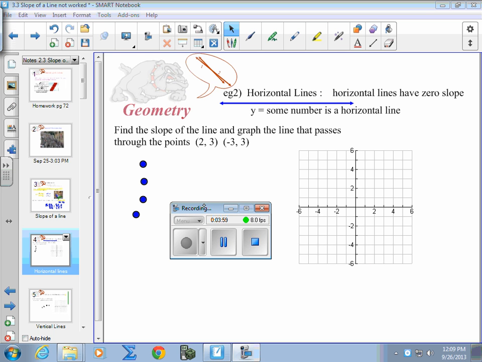Next, we have some information on horizontal lines. Horizontal lines have zero slope. You might remember that because the word horizontal has a Z and an O in it. So hopefully you can remember that it has a zero slope. A horizontal line is always y is equal to some number. So maybe y is equal to 5 would be a horizontal line on 5.